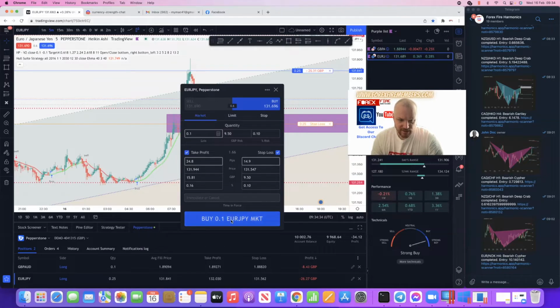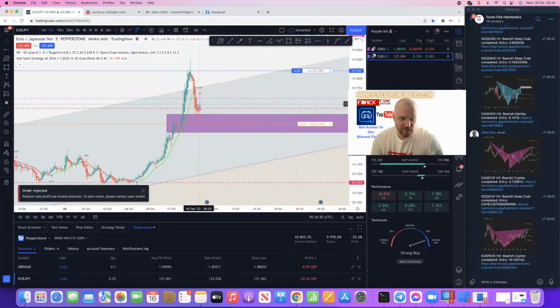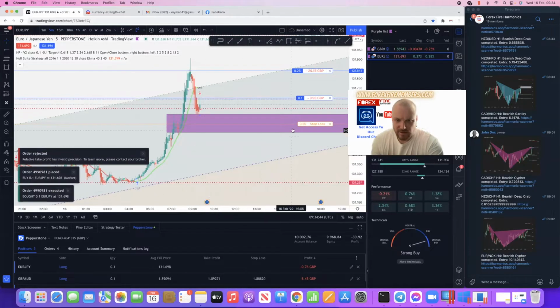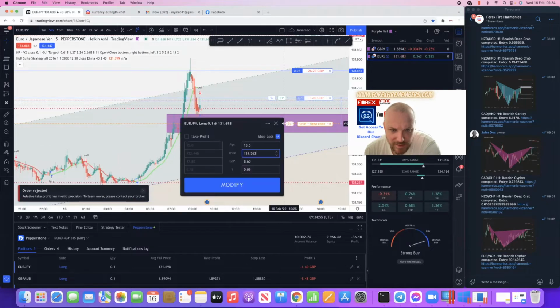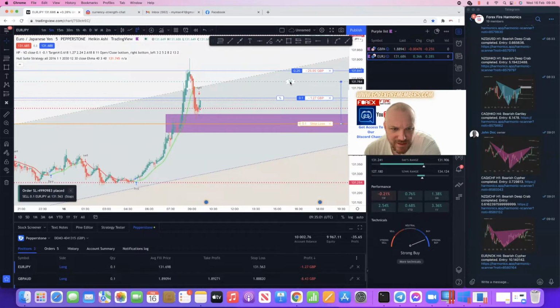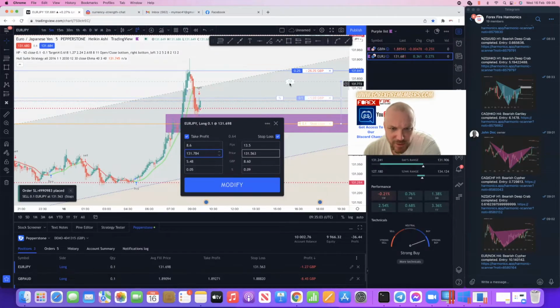Click on that. It's not going to let me. 0.21. There we are. Right, so the stop loss just run over the same area. Take profit.